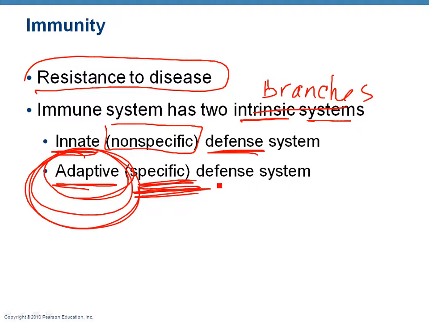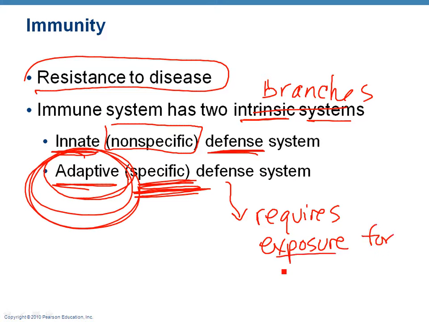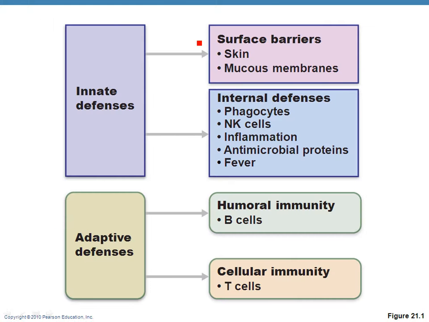So this branch of your immune system requires exposure for immunity to develop, for resistance to a particular infectious disease to occur.